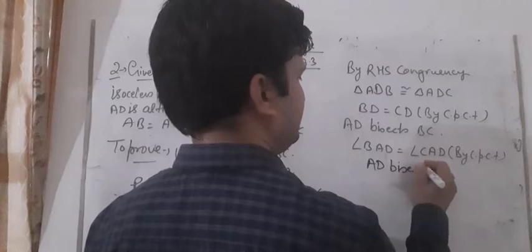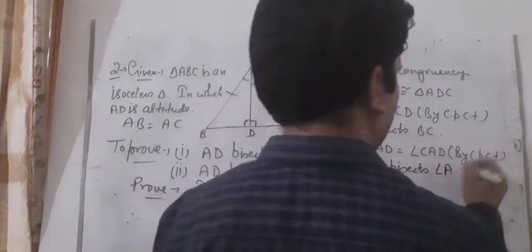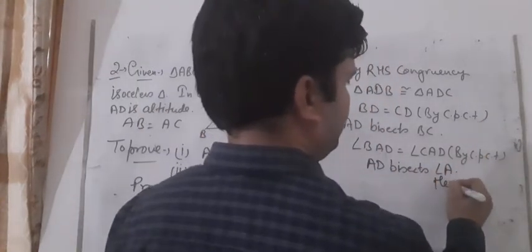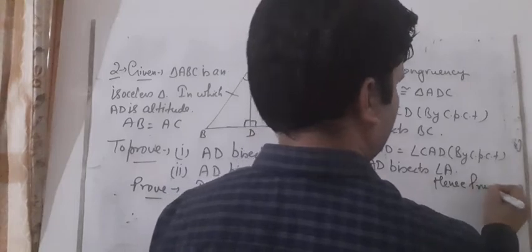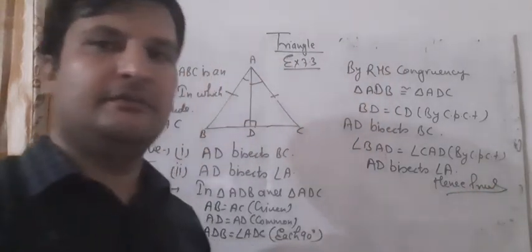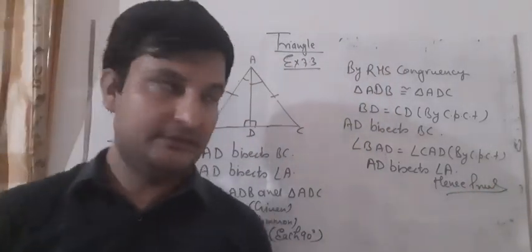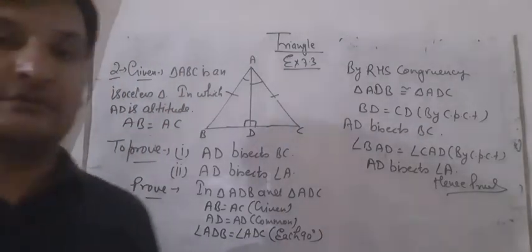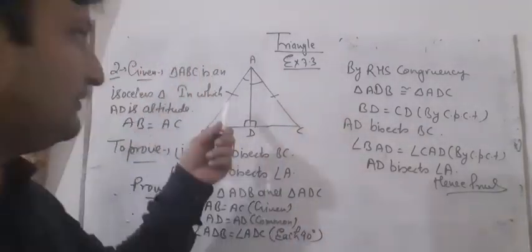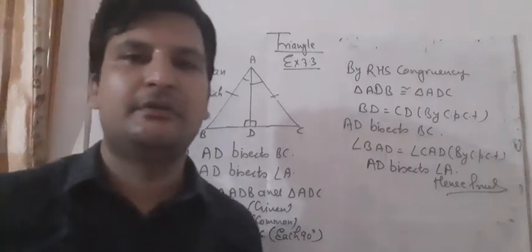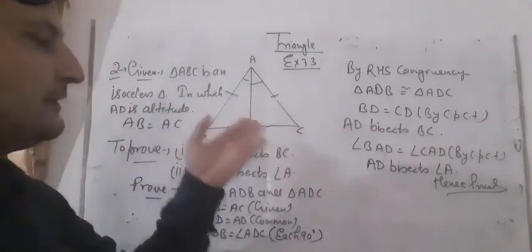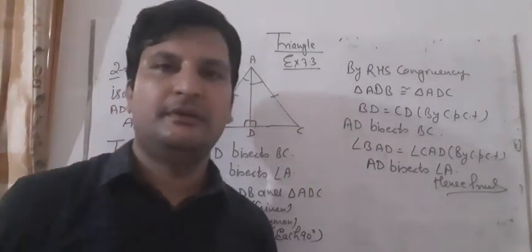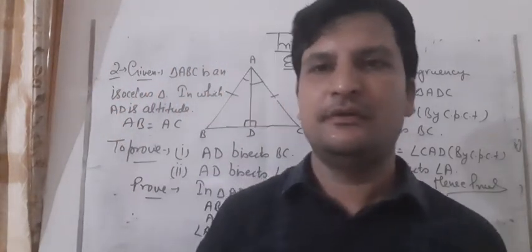AD bisects angle A. At last we will write hence proved. So this is the second question. This was a very easy question. We only have to use the right angle, hypotenuse and side property, and then we can find it by using CPCT. Now after this we will do the third question.